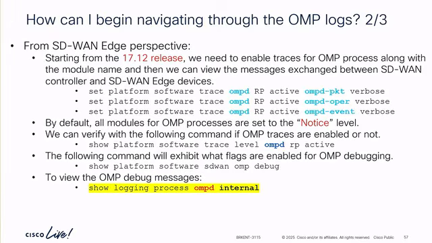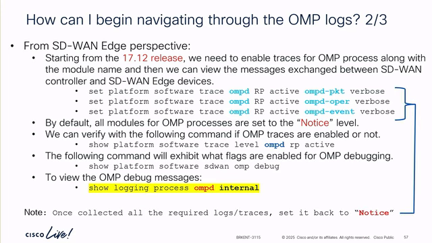Starting from 17.12, you need to enable the traces along with the debugs you enable on the WAN edge devices. You can enable the traces using these commands. By default, these traces are set at notice level, meaning they will not show any logs, but once you change it to verbose mode, all the log messages related to that OMP process will be listed. Once you enable those OMPD traces along with the debug, you can run the command show logging process OMPD internal, and then you can see all those messages that are being exchanged.